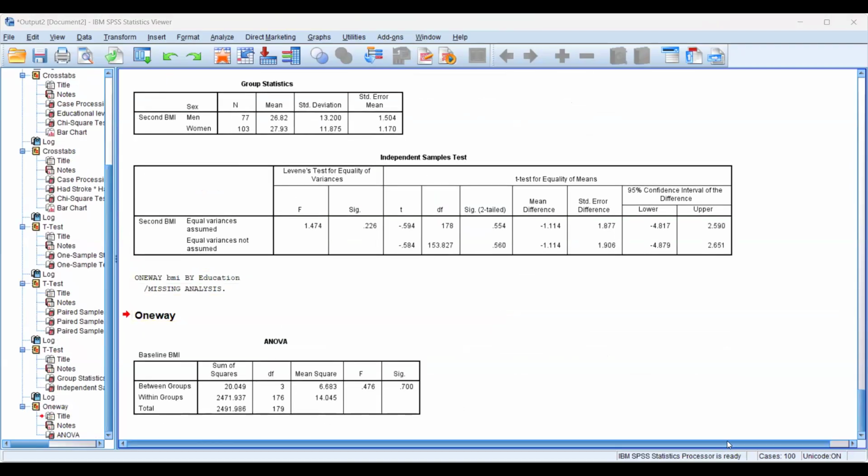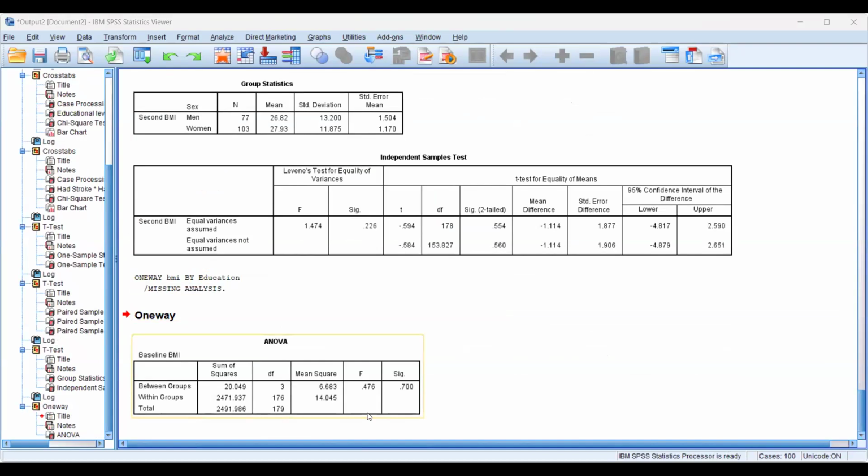And as you can see here, that's our ANOVA. Our p-value here says 0.7. That shows that it is not significant. That means that educational level does not have any impact on our BMI. That is all about ANOVA.